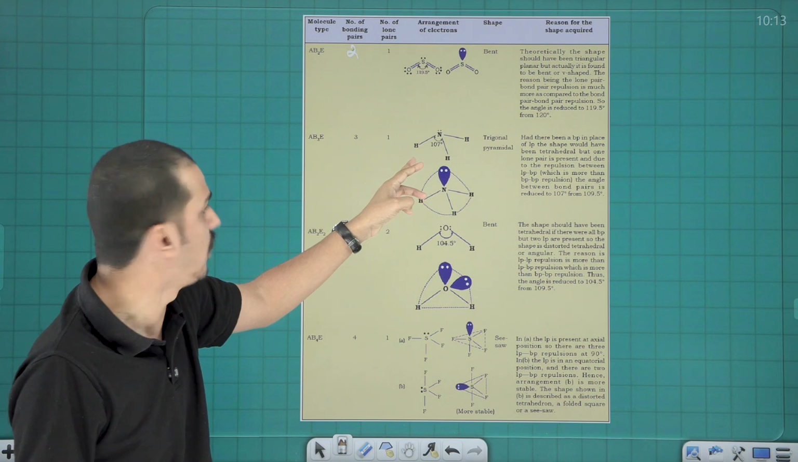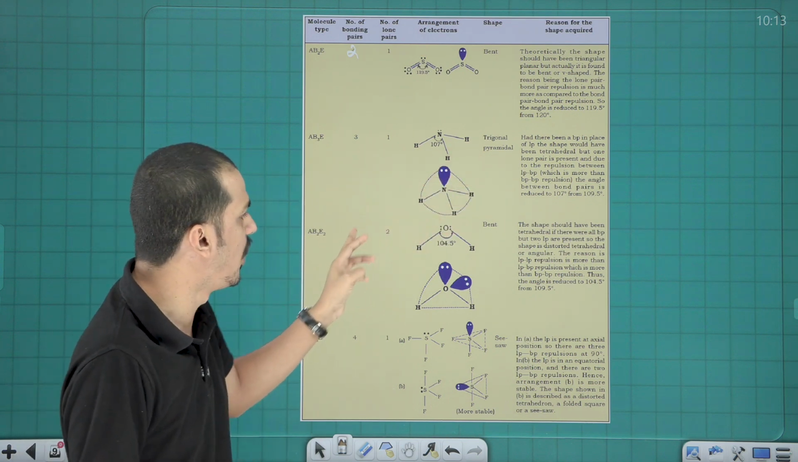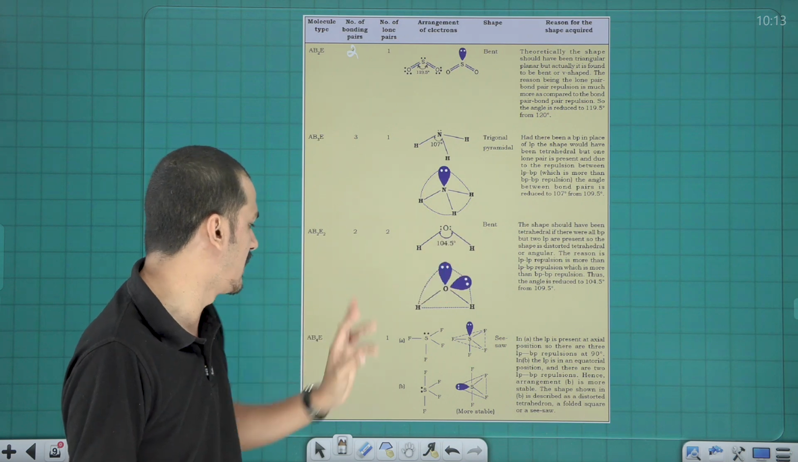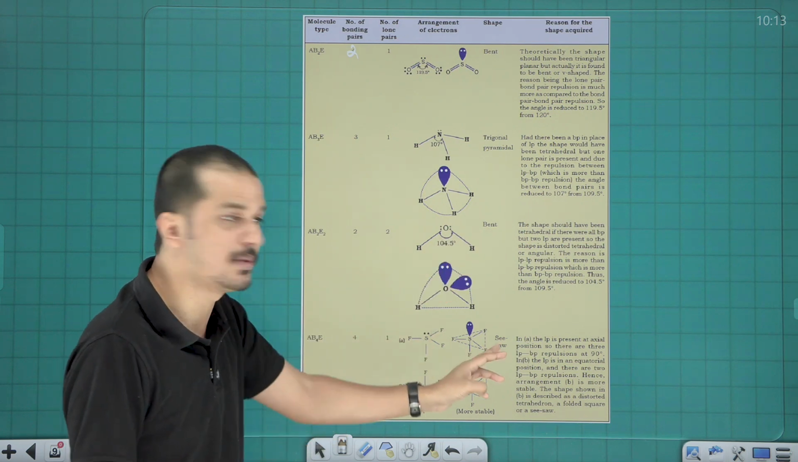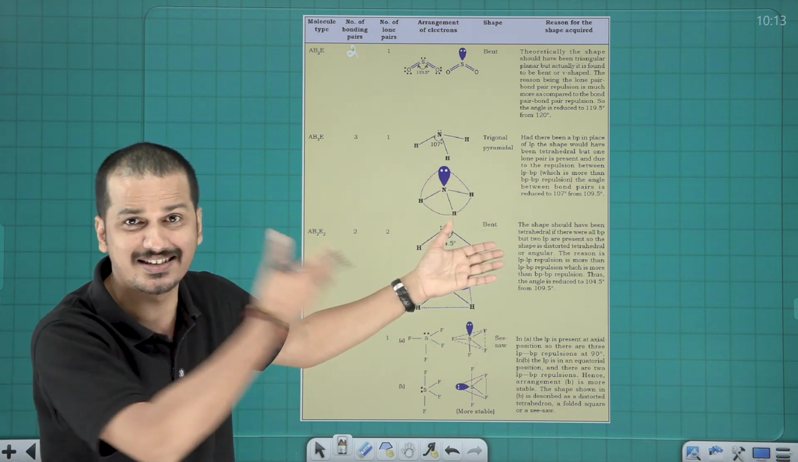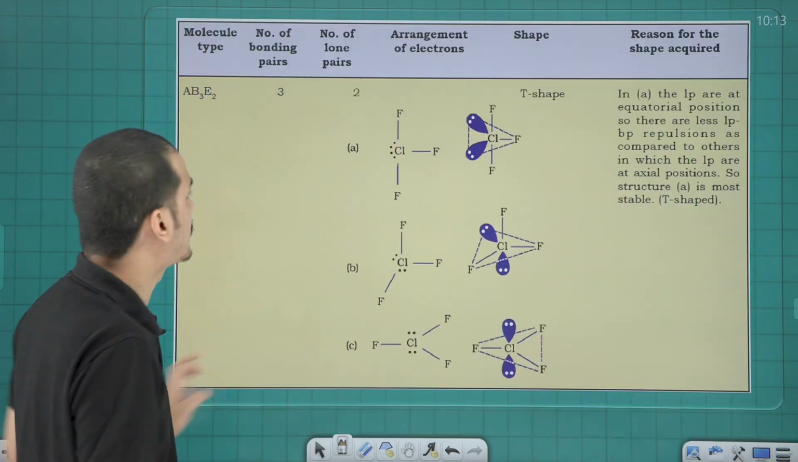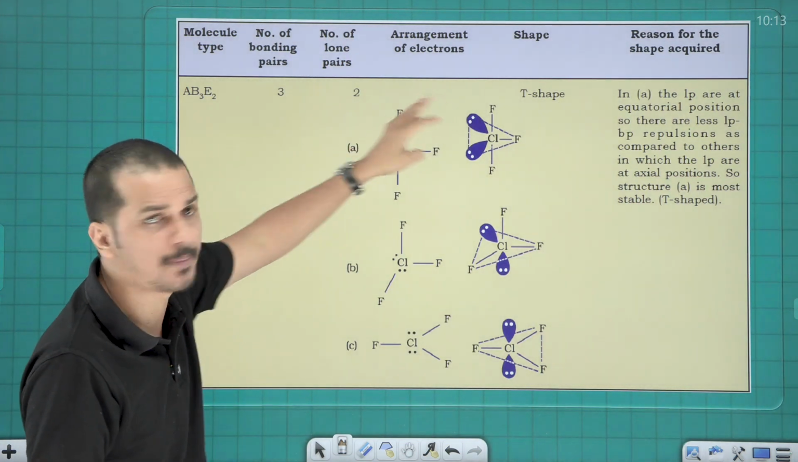3 bond pair, 1 lone pair means trigonal pyramidal shape. 2 bond pair, 2 lone pair means bend shape. 4 bond pair, 1 lone pair means seesaw shape. How they are arranged, you can check in the NCERT, it is directly there. The same thing I only included here. Next again, 3 bond pair, 2 lone pair, T shape.